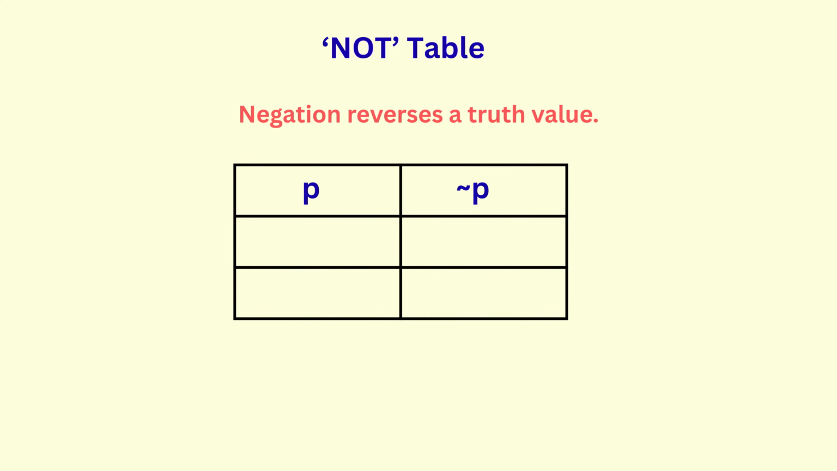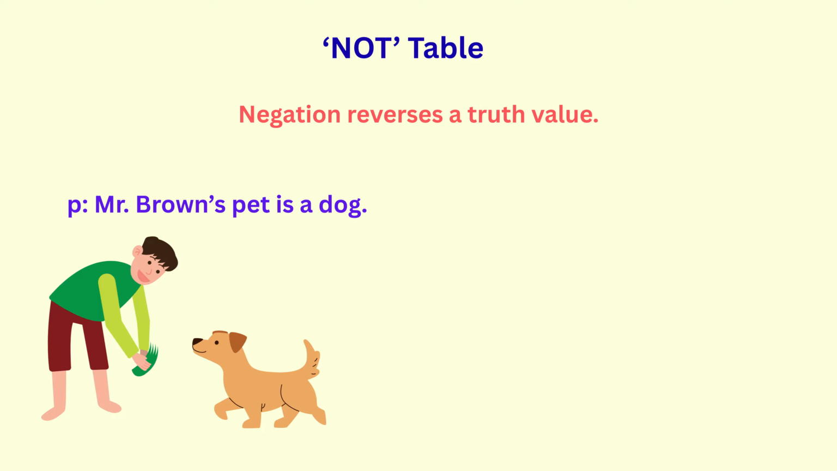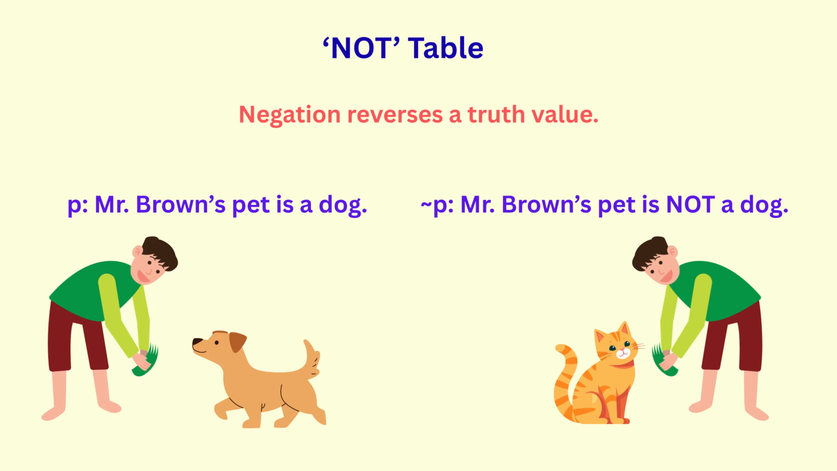Negation reverses a truth value. If P is true, not P is false. If P is false, not P is true. For example, if P represents the statement "Mr. Brown's pet is a dog," not P is saying that Mr. Brown's pet is not a dog.